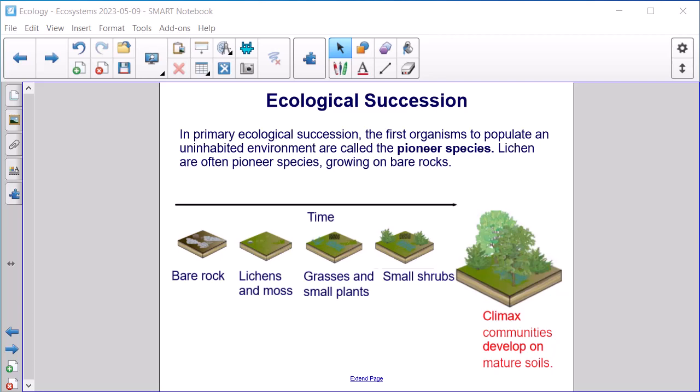Lichen are often pioneer species growing on bare rocks. So we have bare rocks, and we get this pioneer species of lichens and moss, followed by grasses and small plants, small shrubs, and then climax communities develop on mature soils.